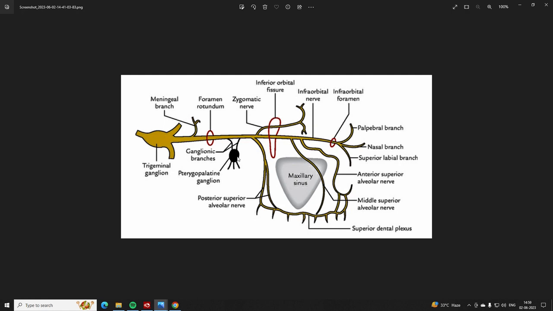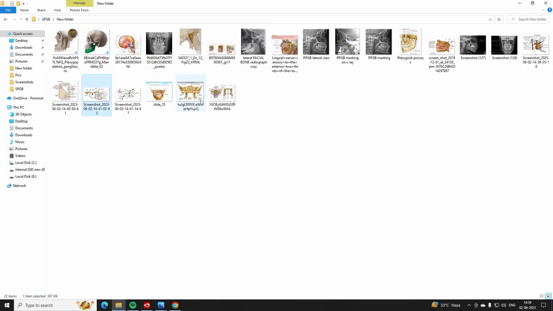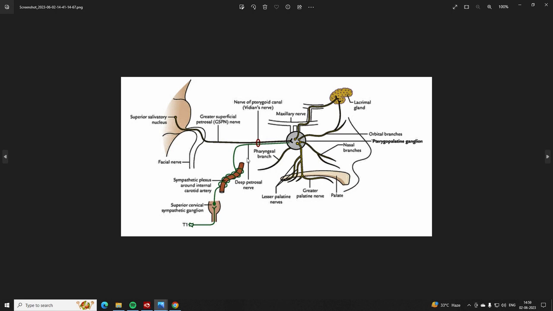These are the preganglionic and postganglionic fibers. Now coming to the autonomic supply: the superior salivatory nucleus, from where the facial nerve goes, and from the facial nerve, the geniculate ganglion. There the preganglionic fibers come, that is the greater petrosal nerve. And we can see the sympathetic fibers from T1 up to the superior cervical ganglion. So from there, postganglionic fibers.